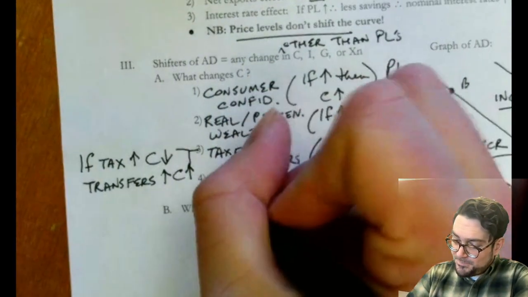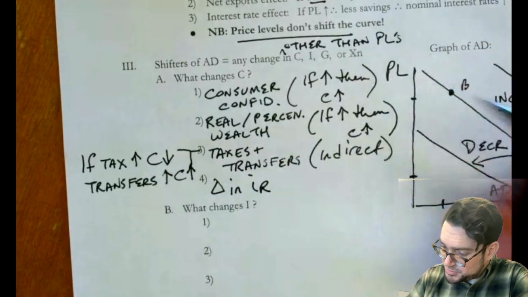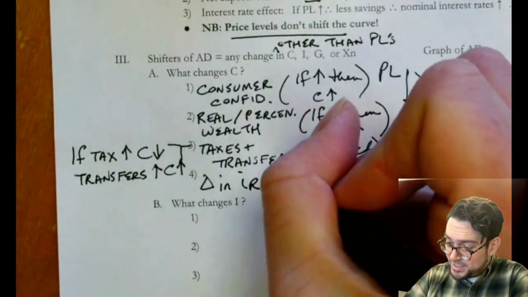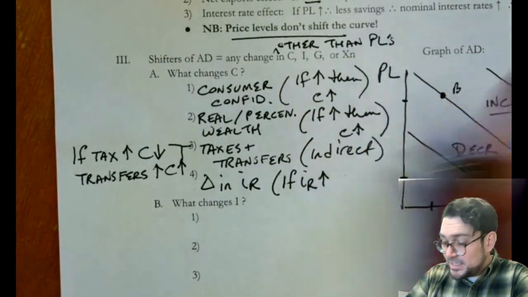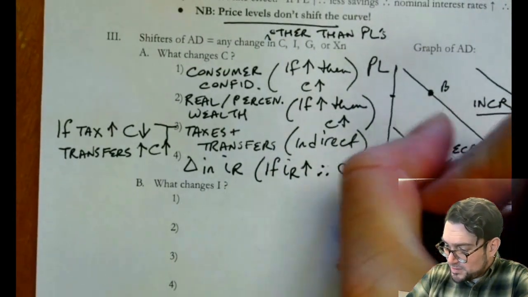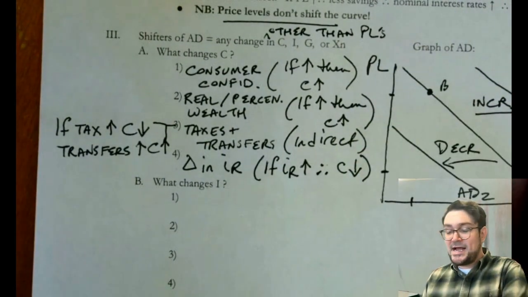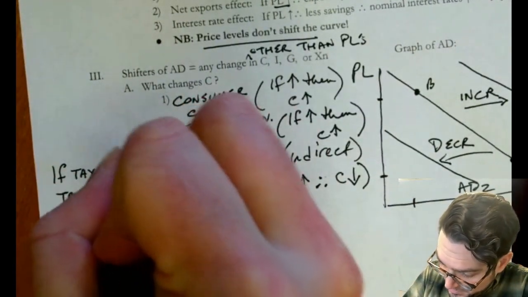And then the last one is changes in the real interest rate, right? Changes in the real interest rate. And we'd say if I sub R goes up, it's more expensive to borrow. And so we would say consumption would go down. So I sub R means real interest rate, right? Real interest.